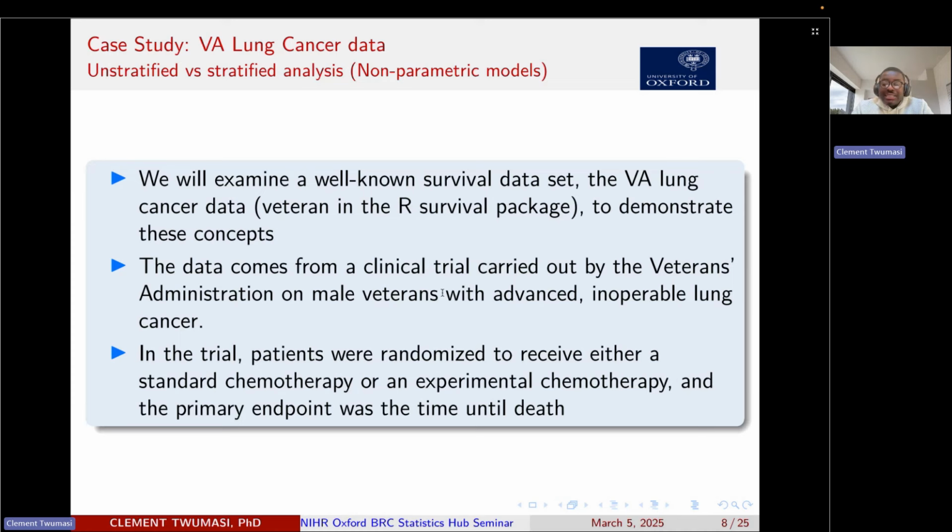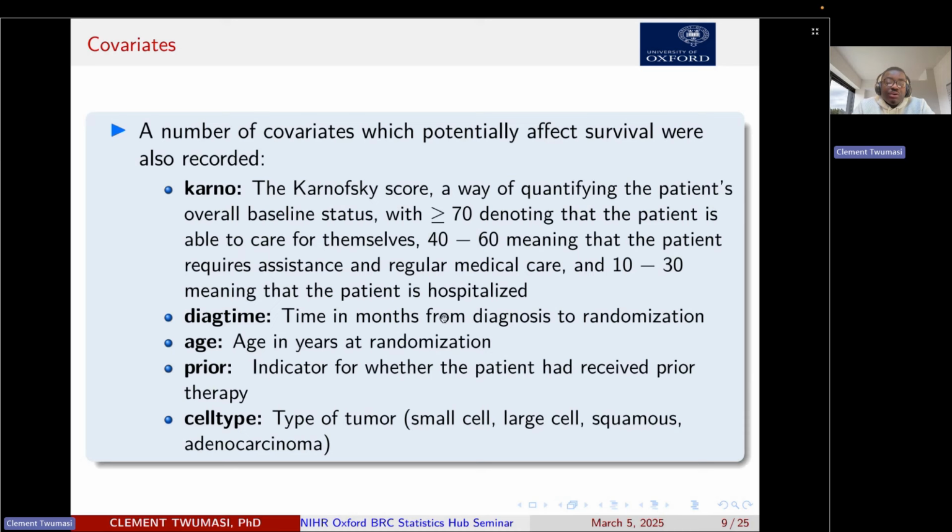This was a clinical trial carried out by the Veterans Administration on male veterans with advanced lung cancer. It was a randomized controlled trial where individuals were put either into standard chemotherapy, which is the control group, or an experimental group. The primary endpoint was time until death, so that's a classical survival outcome. These are some of the covariates in the data. I won't go much into each of them.